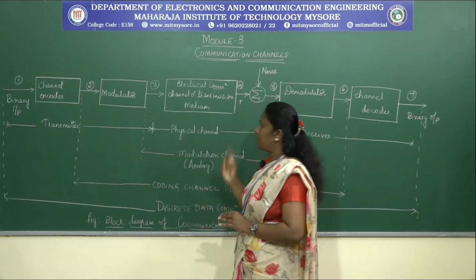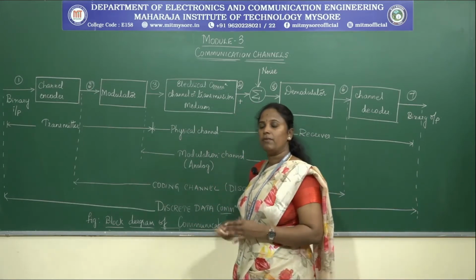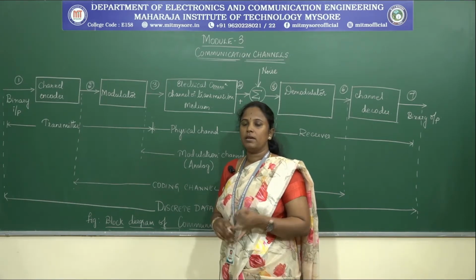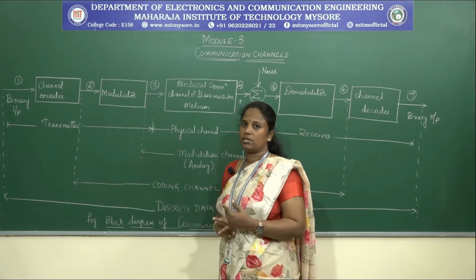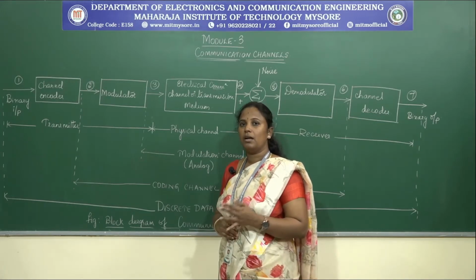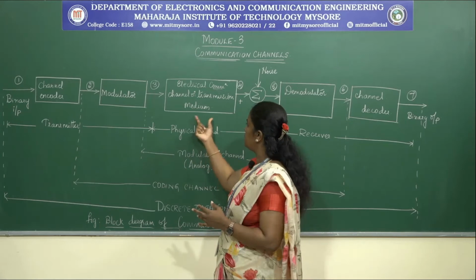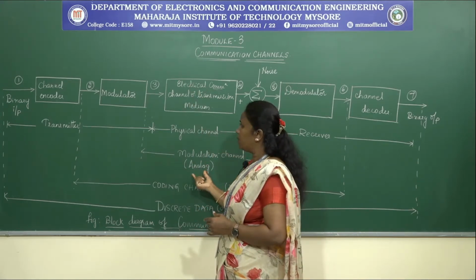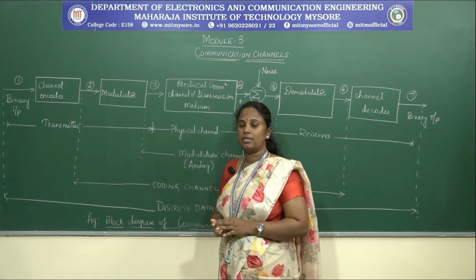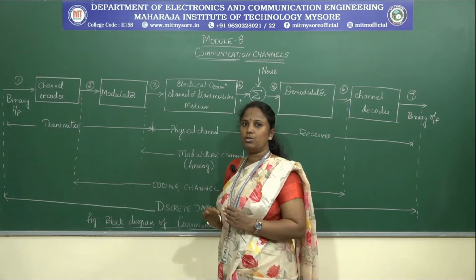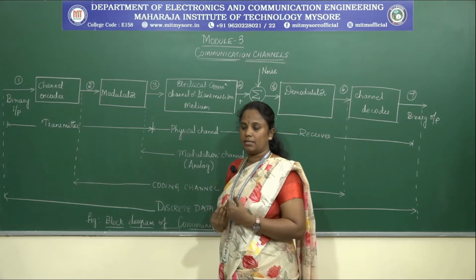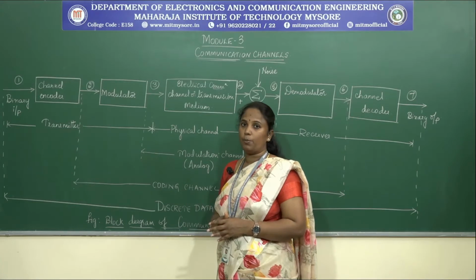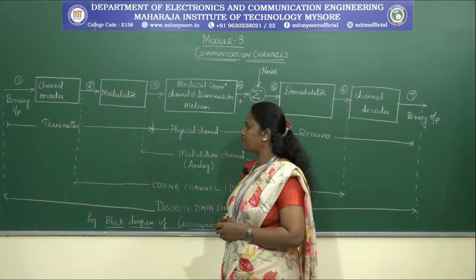So now, with respect to the channel also, we have analog channel as well as discrete channel. Analog channel is also called a continuous channel. That means the signals are continuous in nature, and the channel we are using here is an electrical channel. We also have what we call the discrete channel. A discrete channel considers input as binary data and produces binary output. That is your discrete channel.